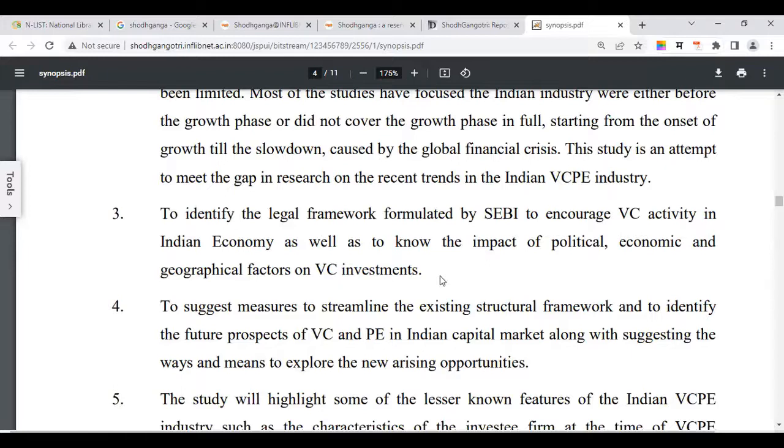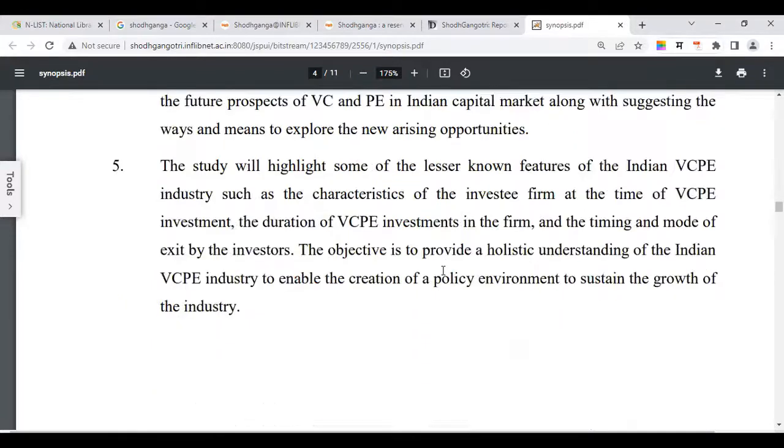Okay, understood. So you have to understand that the objectives must be very small ones. Okay, so four or five objectives, and on the basis of the objectives we will go on to carry out the research.